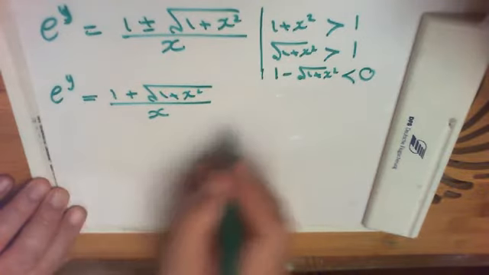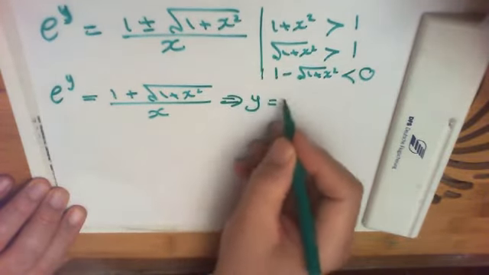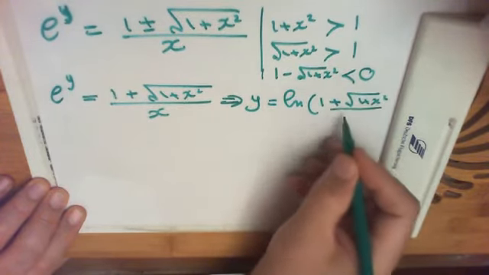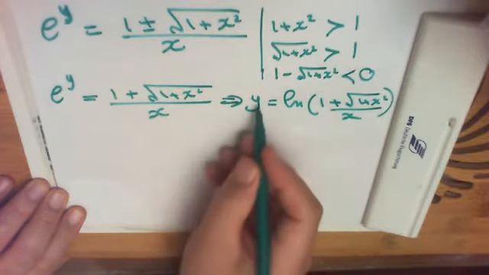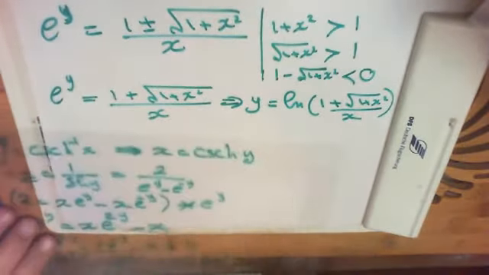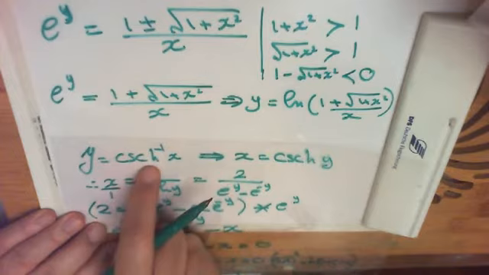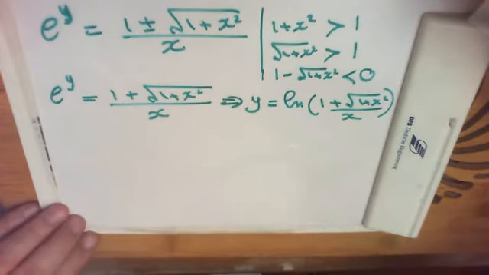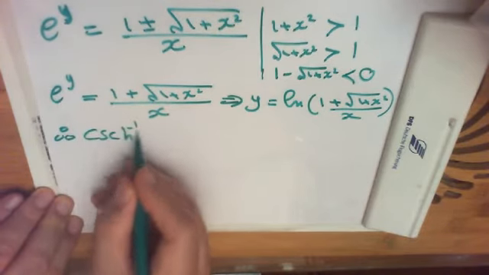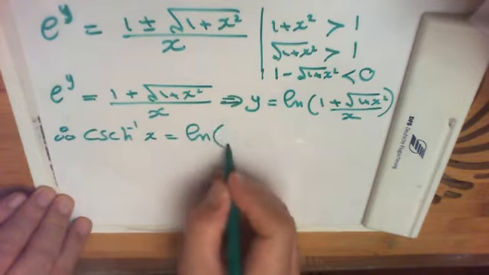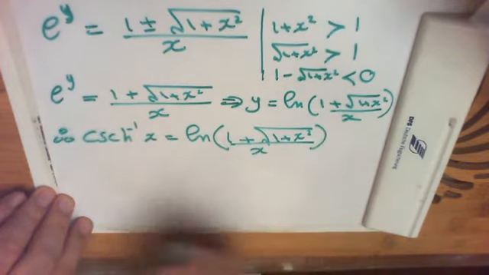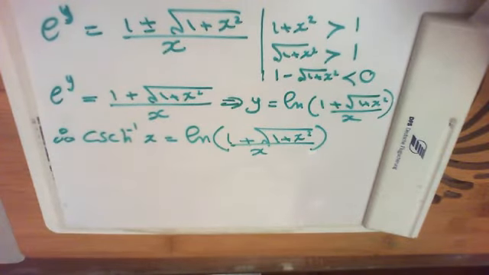Therefore, y equals ln of 1 plus root 1 plus x squared, divided by x. Since y is cosec minus 1 x, we get cosec minus 1 x equals ln of 1 plus square root 1 plus x squared, divided by x. This is the logarithmic form of cosec minus 1 x.